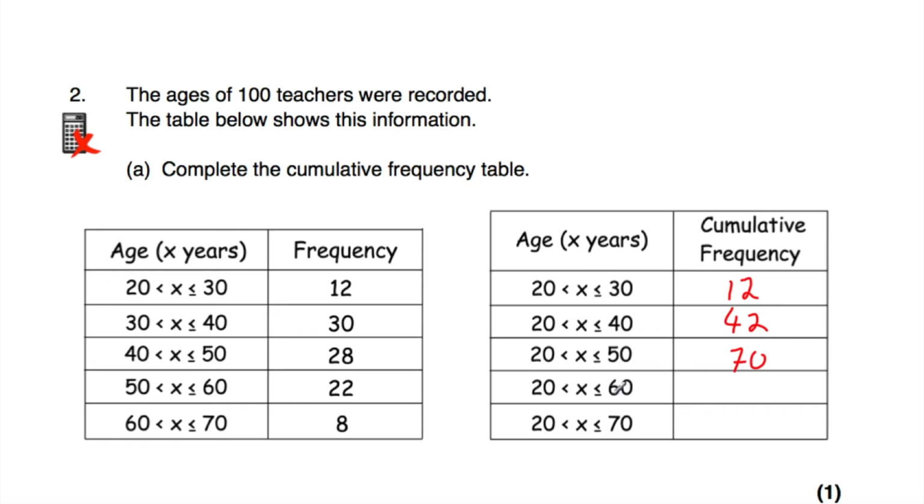Next, we want between 20 and 60. So I'm just going to add on the 22. So that'll be 92. Again, you could add up these four if you wanted to, but you're repeating the things that you've done already. And then finally, we want between 20 and 70. So we're going to add on the extra 8. So that'll be 100 teachers. And that's it. So we've completed the cumulative frequency table.